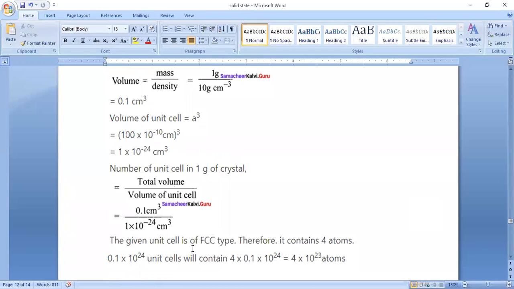So the given unit cell is FCC type, therefore it contains 4 atoms. So we are getting 4 atoms. So 0.1 into 10 power 24 unit cells will contain 4 into 0.1 into 10 power 24. We are getting 4 into 10 power 23 atoms. So the 24 minus 24 cancels, which means we are getting 4 into 10 power 23.